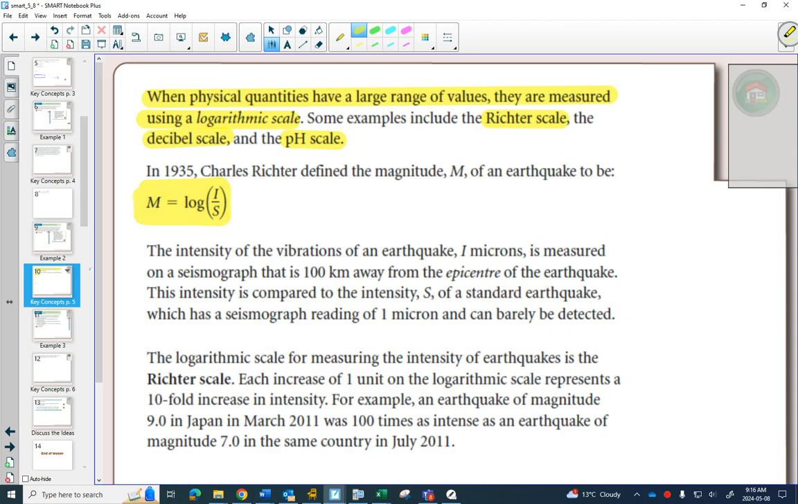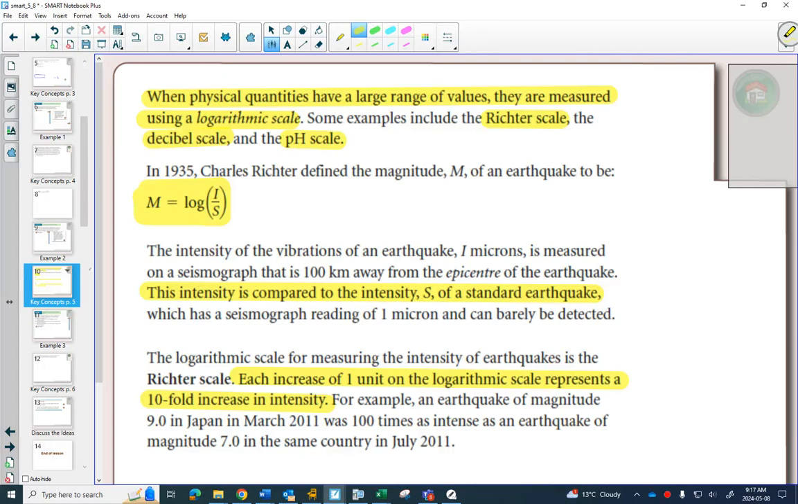The magnitude of an earthquake is the log of its intensity compared to the intensity of a standard earthquake. So the intensity of an earthquake is compared to some sort of standard, and you're like, ooh, this one was 1,000,000 times bigger than the standard, then we would get a value on the Richter scale. Okay? The key to the Richter scale is in each increase of 1 is 10 times more intense.